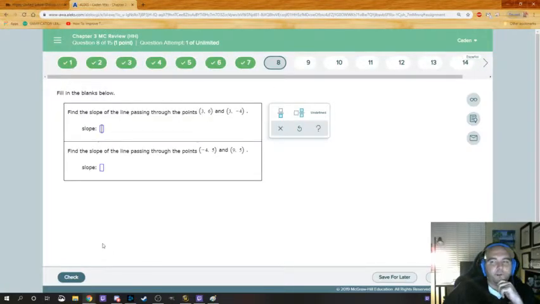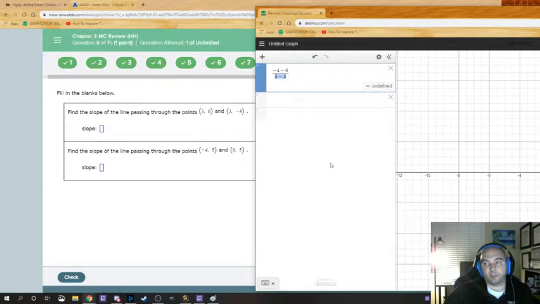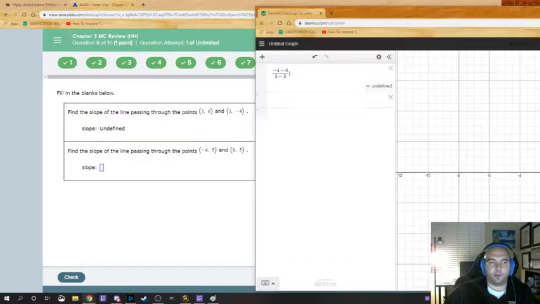Fill in the blanks below. Find the slope of the line passing through these points. So very similar to the last problem. They want you to find the slope. So I'm going to find the slope. So y2, negative 4, minus y1, 6, over x2, 3, minus 3. Tells me undefined. The reason why it's doing that is because 3 minus 3 on the bottom makes 0. And when you divide by 0, you get undefined. So make sure you pick that.